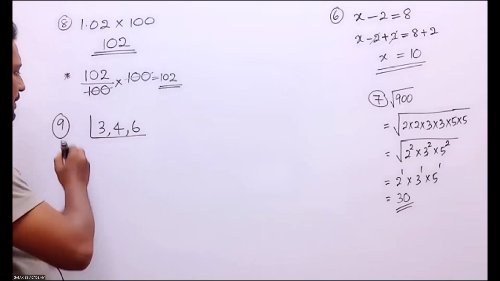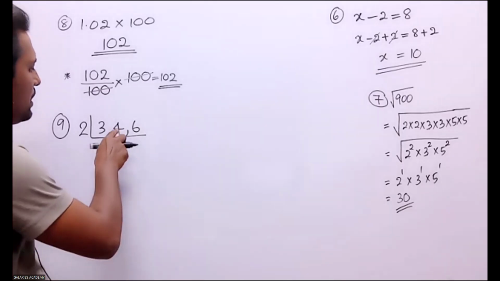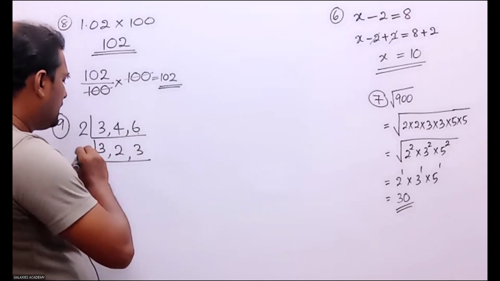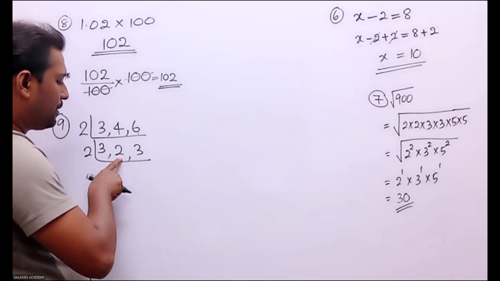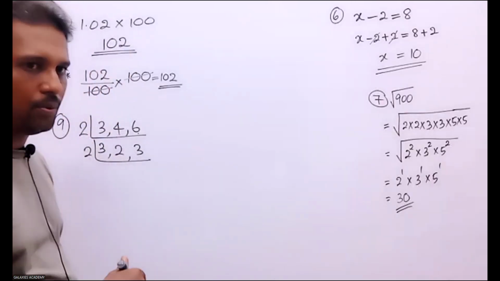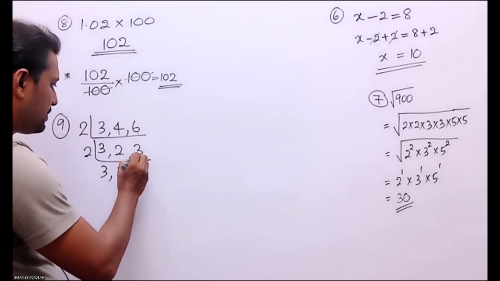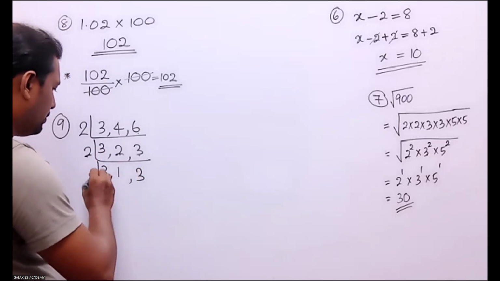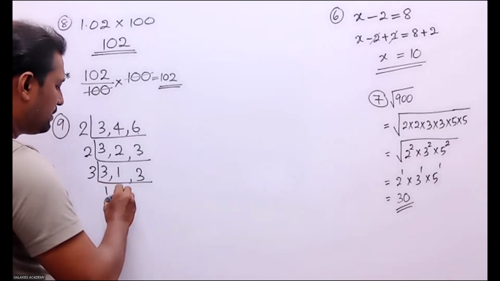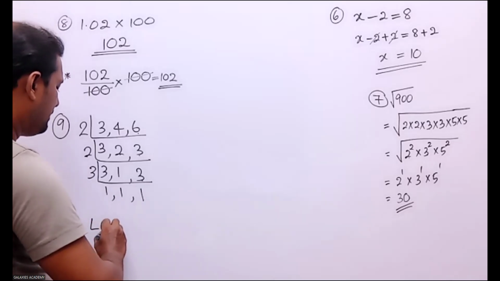3, 4, 6, we can divide by 2. 3 does not divide, so you have to write the same value. 4 divided by 2, 2. 6 divided by 2, 3. Then again, at least one number you can divide by 2, so you have to divide by 2. 3 we can't divide. 2 divided by 2, 1. 3 again we can't divide by 2. Then we can divide by 3. 3 divided by 3, 1. 1.